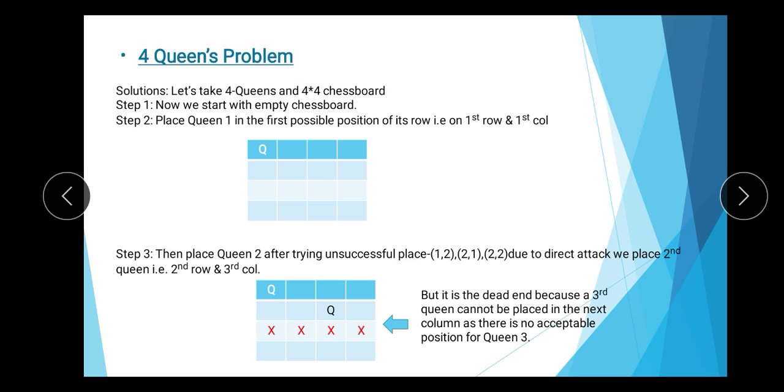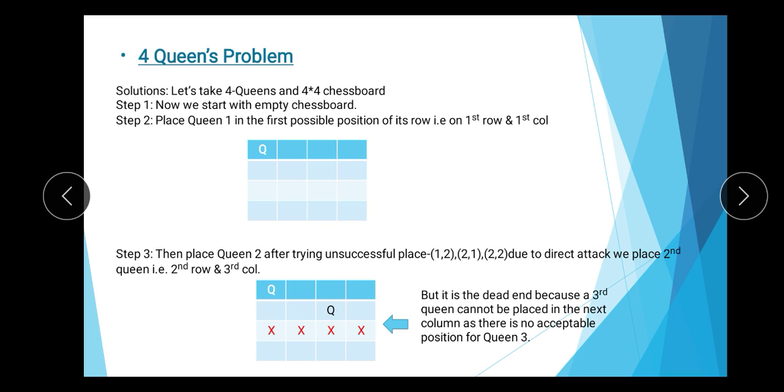Now how are no positions remaining? If we place our third queen in the third row and first column, this is the same column as the first queen, so there is a direct attack. We cannot place our third queen in the third row second column because this is a diagonal position with the second queen, so there is a direct attack.